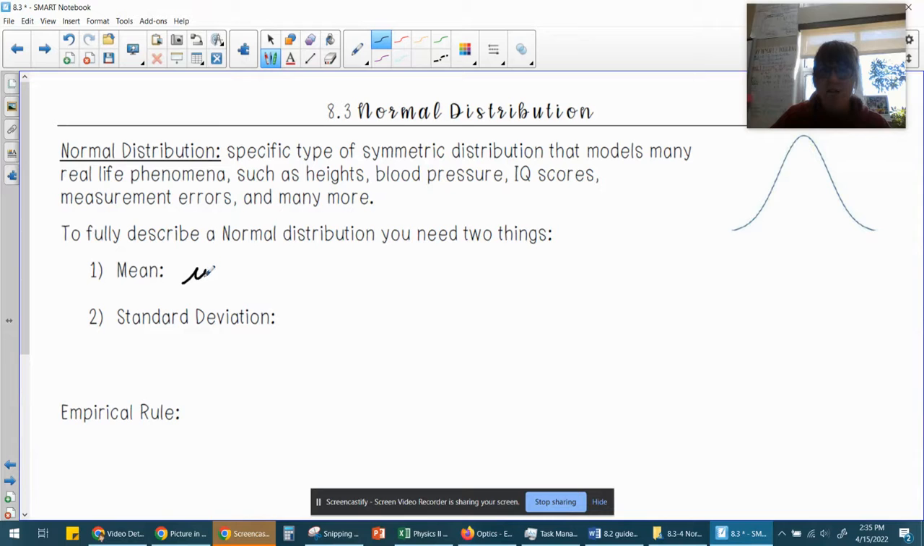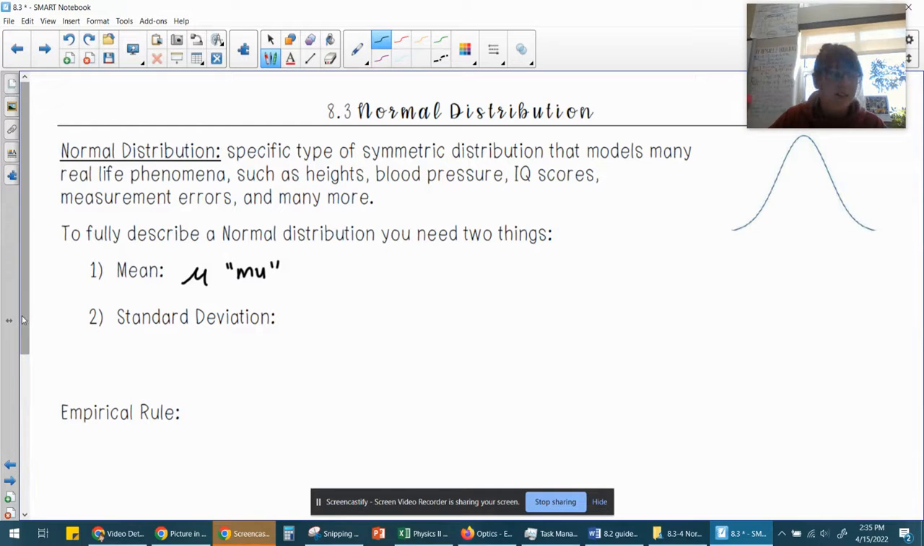And the Greek letter mu looks kind of like a U, but it's got kind of a tail in front and a tail in back. And that's pronounced mu. Okay? So it's not an M, it's not a U, it's a curvy U, kind of like a cursive U. Okay? And we also need to know the standard deviation.